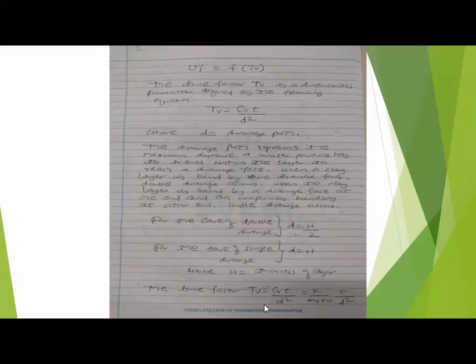And T_v, as we know, time factor is given by T_v is equal to C_v t by d squared, where C_v is given by this formula k upon m_v into γ_w. अभी हम निकाले थे coefficient इसमें तुम्हारे derivation में. हाँ, C_v क्या था? k divided by m_v into γ_w. So T_v is given by this formula. Remember, T_v is given by this formula.